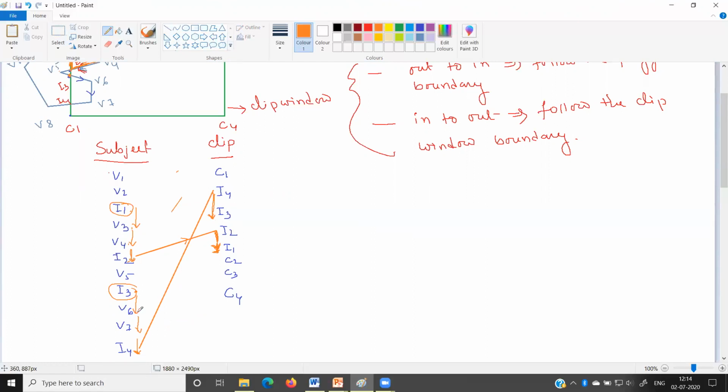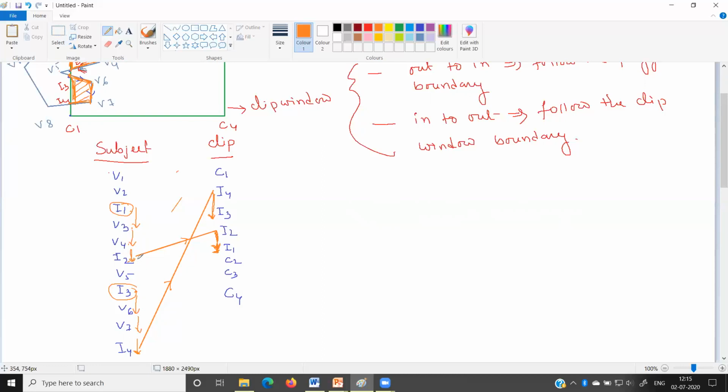So what sub-polygon are we getting over here? The sub-polygon we are getting is I3, V6, V7, I4, I3. That means I3 to V6 is one edge, then V6 to V7 is another edge. Then from V7 to I4, and then from I4 to I3. So here we are moving like this, I4 to I3, and we are getting another edge like this. So that means we are getting this clipped polygon.